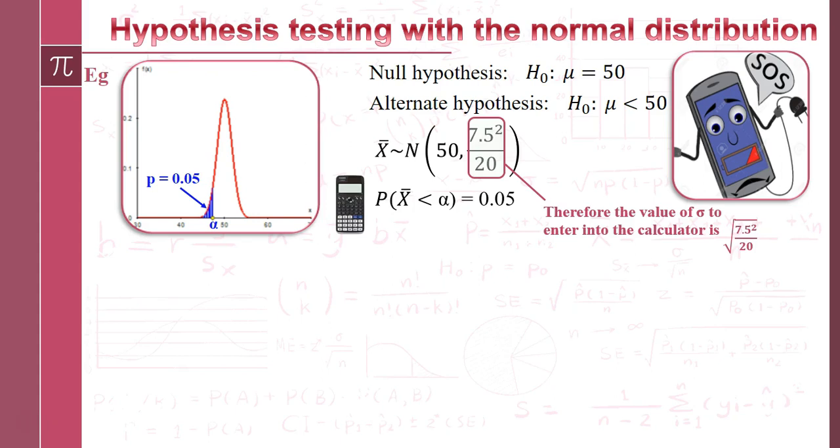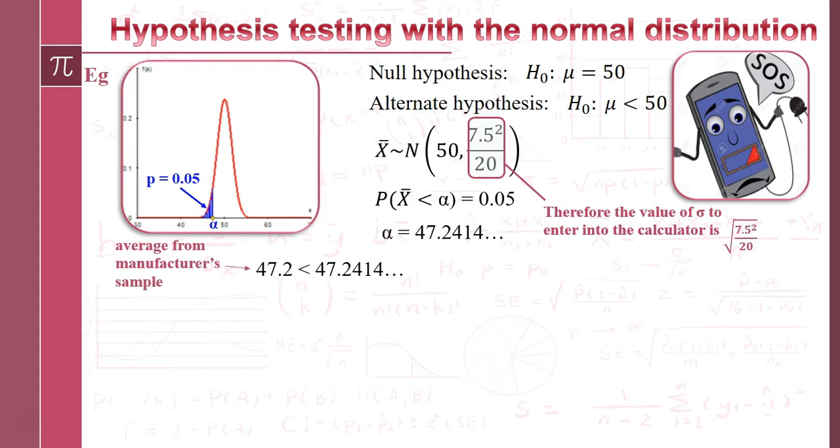If you do that correctly and bang it all in, what your calculator tells us your value of alpha is 47.24. Now, what's that telling us? Well, our average from the manufacturer sample is 47.2. That is less than the 47.24. It's only just less, but it is less. So what that means is that sample would be in that blue region down that bottom end of our distribution.